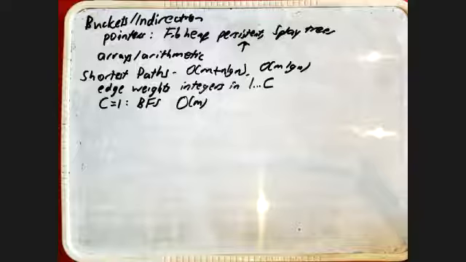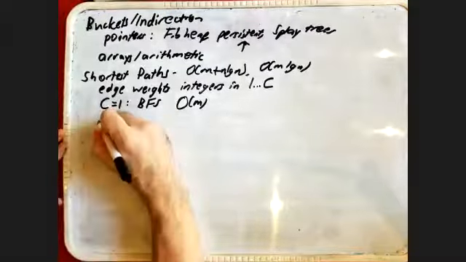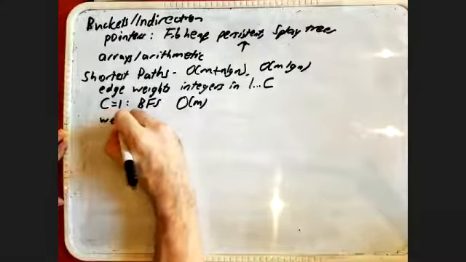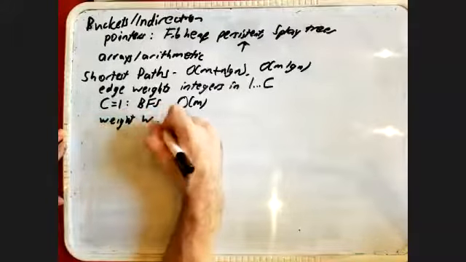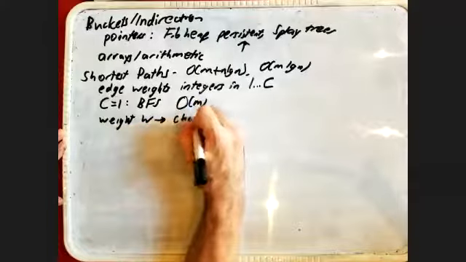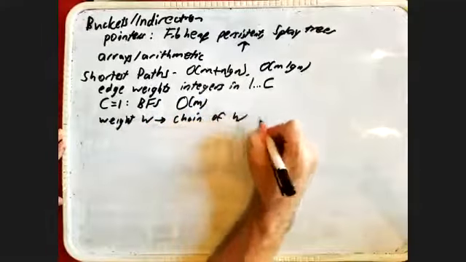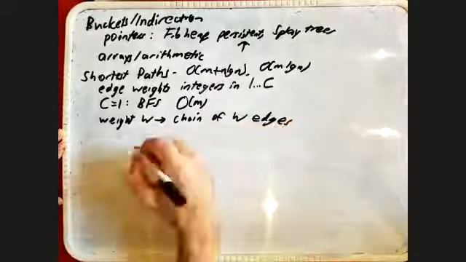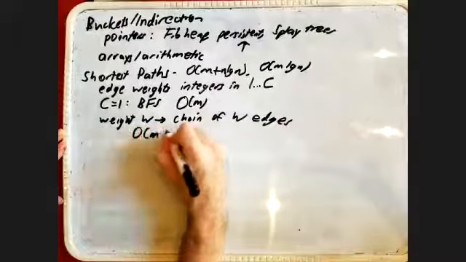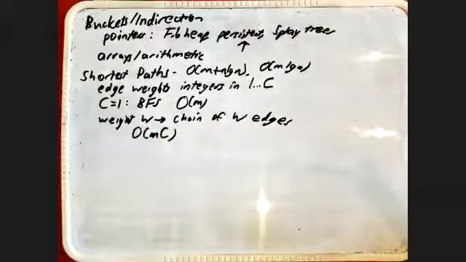We can get O of m times c if we replace an edge with the weight w with a bunch of small edges. Great. So if we make an edge of weight w into a chain of w edges, right? Now we have an order m times c time bound, which, again, beats m log n if c is a small constant.